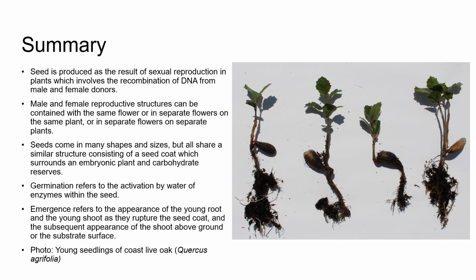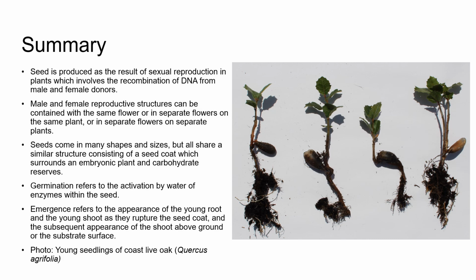Let's summarize what we've covered so far in this unit. Seed is produced as the result of sexual reproduction in plants, which involves the recombination of DNA from male and female donors. Male and female reproductive structures can be contained within the same flower, or in separate flowers on the same plant, or in separate flowers on separate plants.